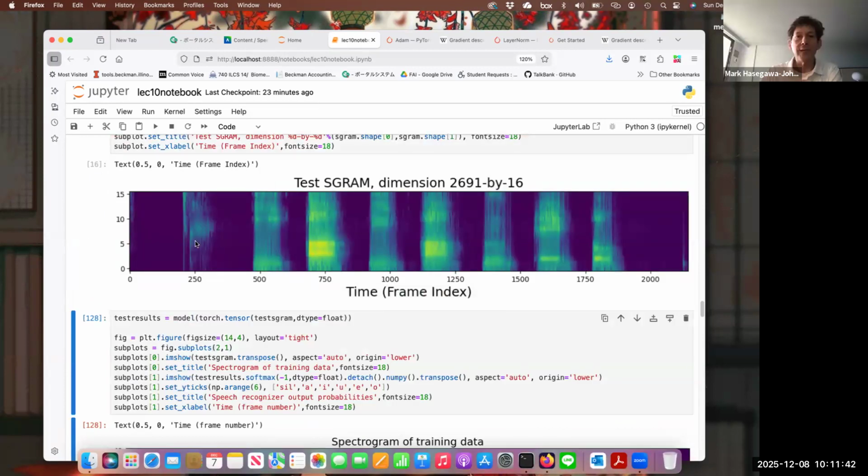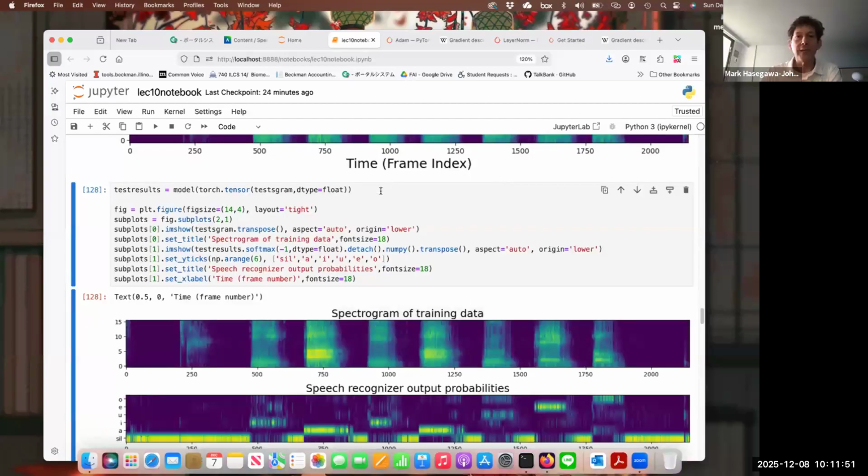E-A-U-A-O. Here's some noise at the beginning. This must be where I breathed in. There's the E-A-U-A-O. And now let me just apply the model to it. I convert this spectrogram into a PyTorch tensor with a data type of float. I apply the model to that spectrogram, and I get some results. And now I'll take those results and I'll compute their softmax, and I'll detach the softmax and convert it to NumPy, and then transpose it so it's an image.